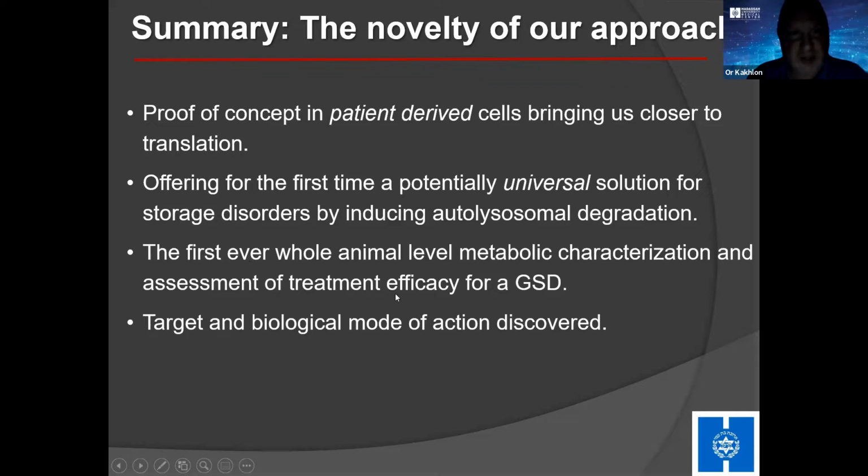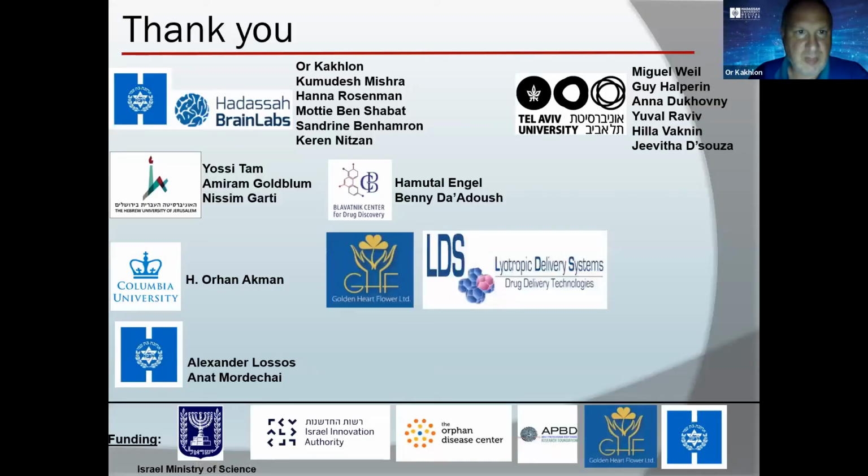This is also the first ever whole-animal-level metabolic characterization of glycogen storage disease. These are the in vivo metabolism results that I showed you. It was never demonstrated before, just to characterize the glycogen storage disease mouse model. And we actually discovered the target and the biological mode of action of our compound.